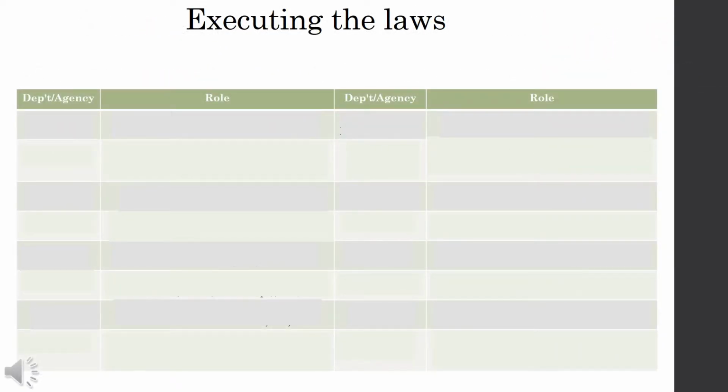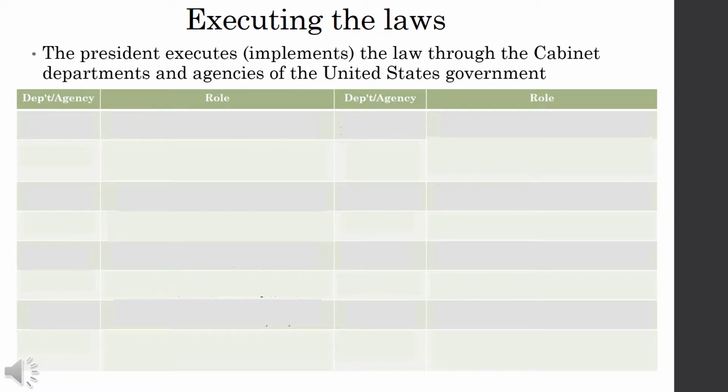Just how powerful has the executive branch grown? Real powerful. The president executes or implements the law through the cabinet departments and agencies of the United States government. And a lot of people work for the president.